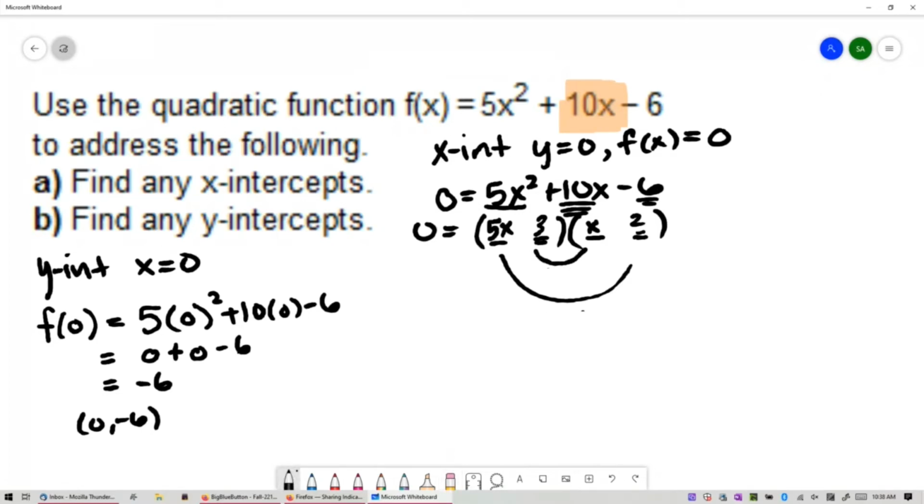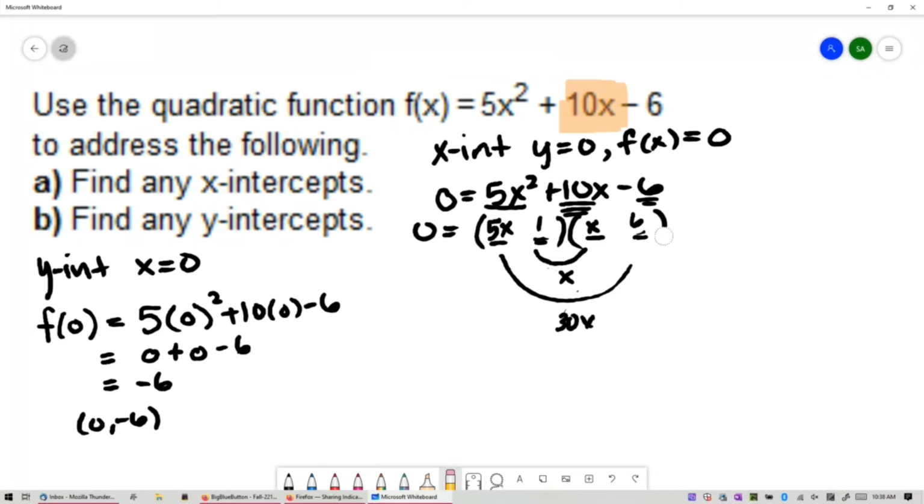So that would give 3x and 10x. 3 and 10 are not going to add or subtract to give me 10x, so that's not right. So let me try the 6 and the 1. That's 6x and 5x. That doesn't give me 10. Let's try the 1 and 6. 1 and 6 gives me x and 30x, and that doesn't give me the 10x in the middle. So factoring does not work here.